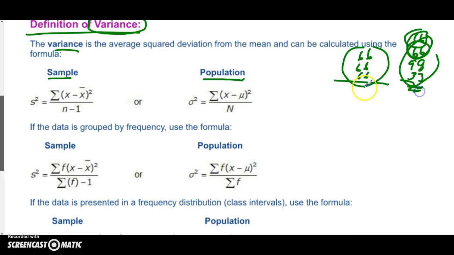So to figure out how spread it is, one thing we could do, we've looked at, is the ranges, the interquartile range. We've looked at the box and whisker plots and all that stuff. But another thing you can look at is what we call variance or standard deviation. So this is variance.